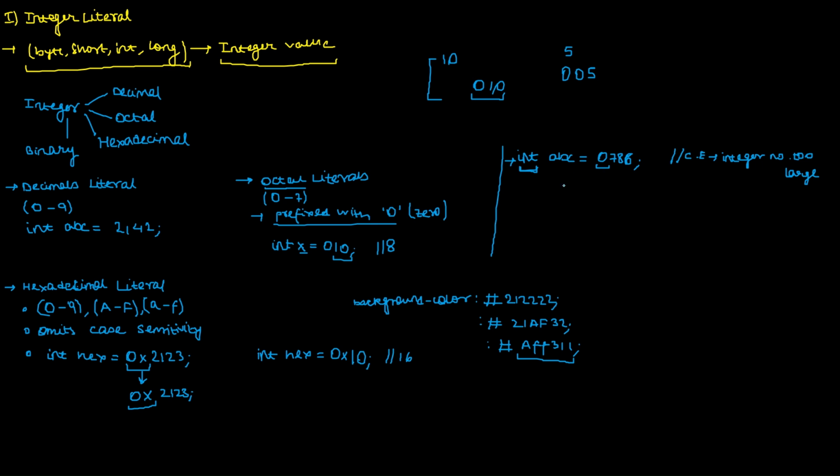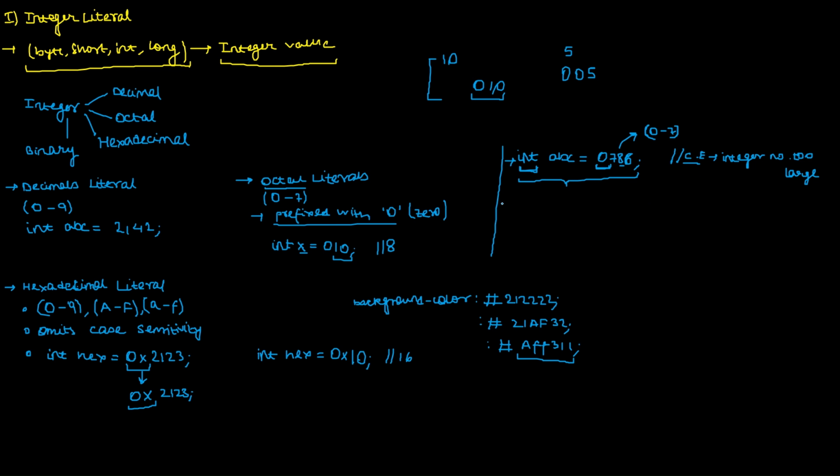Given this example, this particular shorthand assignment, we can clearly see that this is an octal literal, and the compilation error that we are getting is integer number too large. Why does this happen? Because I have already told you that the permitted digits of an octal literal are from 0 to 7. But what you are using here is an 8, which is not permitted, and thereby it gives you a compilation error that the integer number is too large.